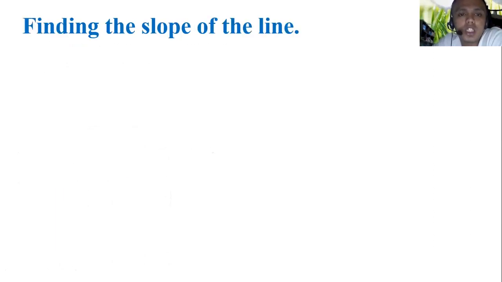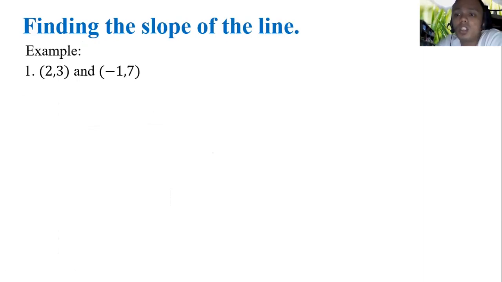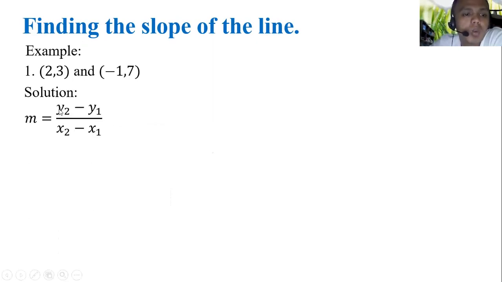So here, how can we find the slope of the line? Example here. Given the two points here, we have (2, 3) and (-1, 7). What is the slope of the line here? In the slope of the line, we will use this formula: m is equal to y sub 2 minus y sub 1 all over x sub 2 minus x sub 1. Yung m natin dito is yung slope. Then yung y sub 2 natin is yung pangalawang value ng y given the two ordered pairs. Then yung y sub 1 is yung first y. For x sub 2 naman, yung pangalawang x, and then yung x sub 1 yung una.